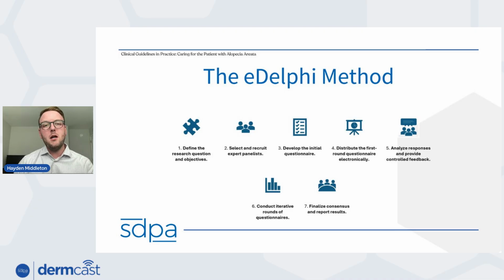We distributed this questionnaire electronically to a variety of experts in our field across the US, including dermatologists, dermatology APPs, and also primary care APPs. They voted in that survey and gave feedback, and we were able to meet, analyze that feedback, conduct multiple rounds if needed, and then reach, at the end, a final consensus on how we should be approaching the diagnostic workup of alopecia.